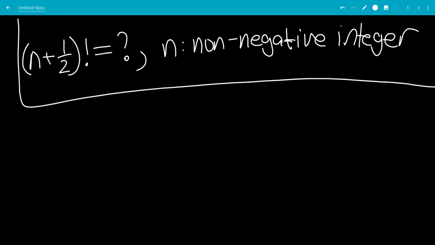In this video, we're going to find what's the value of n + 1/2 factorial, and n is any non-negative integer. So that means that n is greater than or equal to 0. So let's start with the base case, so that would be n equals 0, leaving us with 1/2 factorial. So now we have to find what 1/2 factorial is.